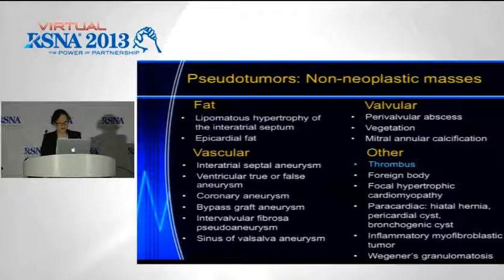So here's a list of pseudotumours, quite a long and extensive list. We can divide them by location or their tissue characteristics. Of these, the most common is the thrombus, and we'll take a look at some of the more common and distinctive ones here.